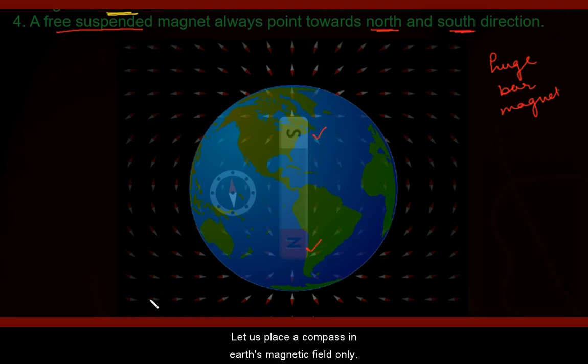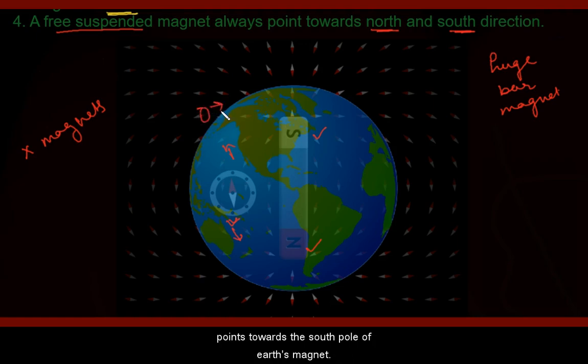Let us place a compass in Earth's magnetic field only. This means we do not have the influence of other magnets on the compass. As can be seen from this figure, that compass in Earth's magnetic field points in north and south directions. Here from field lines at other points we can see that north pole of compass always points towards the south pole of Earth's magnet.